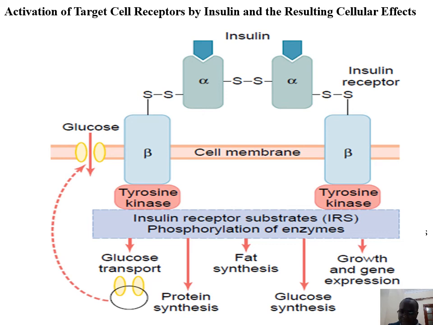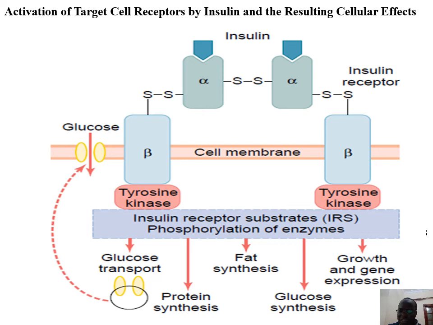Then it will open up to allow influx of glucose. So glucose will be moving from the interstitium into the cells. It could be the muscle cell or adipose cell, or it could be a hepatocyte. Then you also have activation of other enzymes that are involved in protein synthesis. So you have protein synthesis. These proteins could be GLUT4 channels that are being produced now that will be embedded later on.